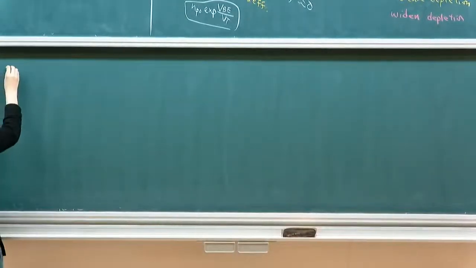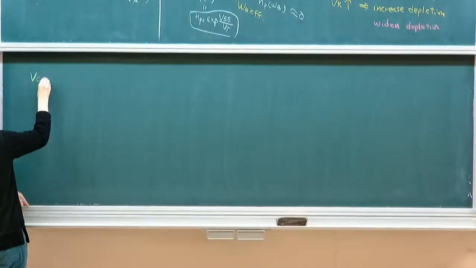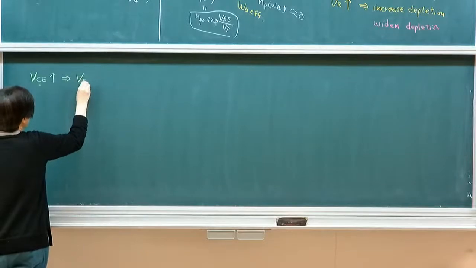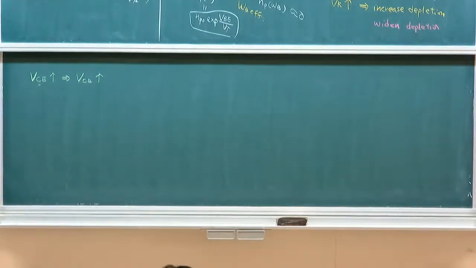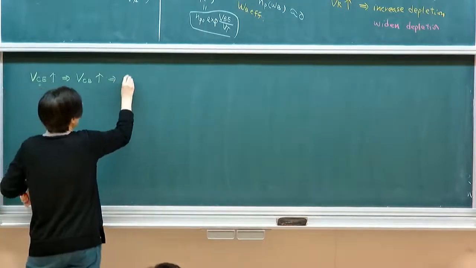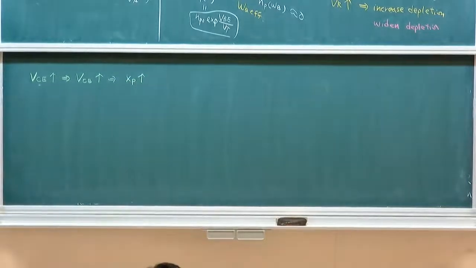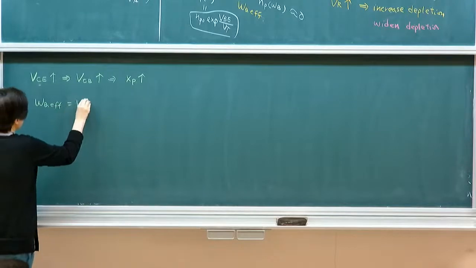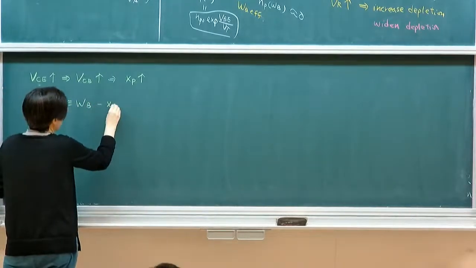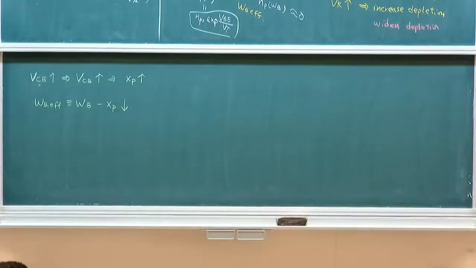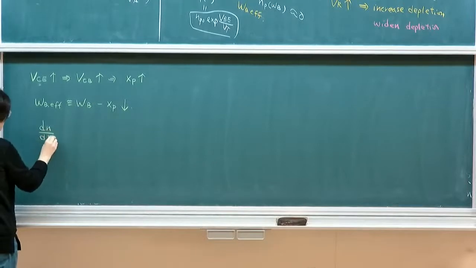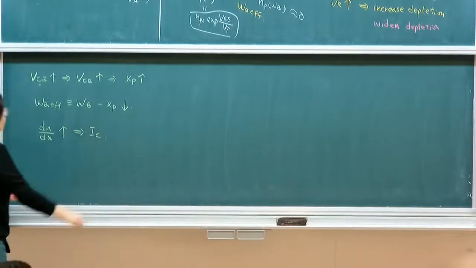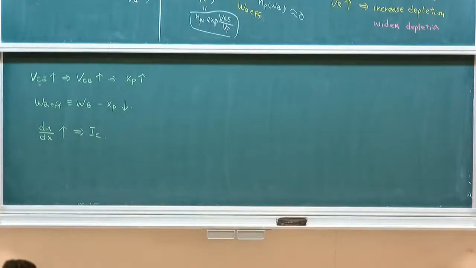So what happens is that as VCE increases, under a fixed VBE, your VCB increases. Mainly when we increase our output voltage or collector voltage, your depletion region grows. The growth of the depletion region will then lead to WB effective, which I'm just going to roughly say is defined as WB minus XP, will then decrease. So this would then lead to an increase of collector current. Therefore, this is a more hand-waving way of talking about why you see this rise of current.